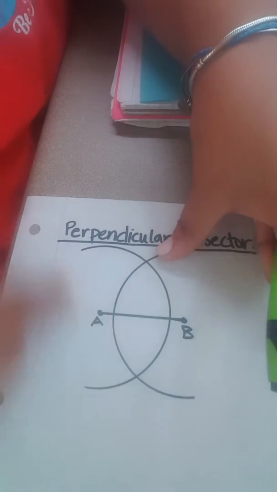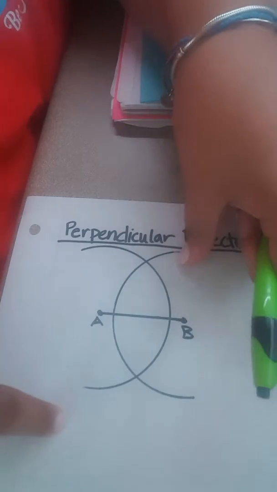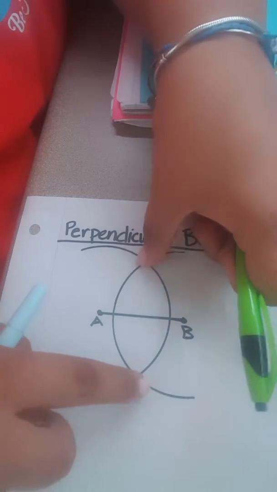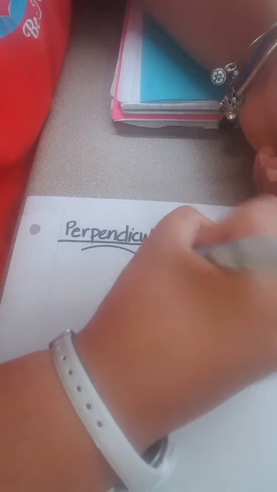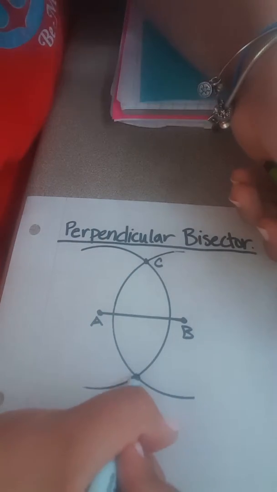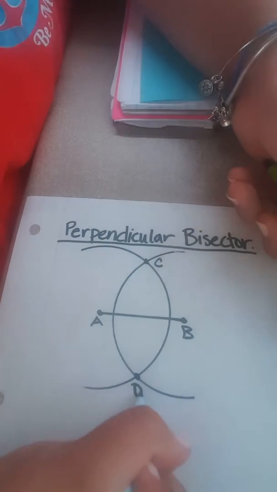So now we have two overlapping arches. And we're going to label the two points where the two arches meet. So I'm going to label this one point C, and this one, I'm going to do point D.